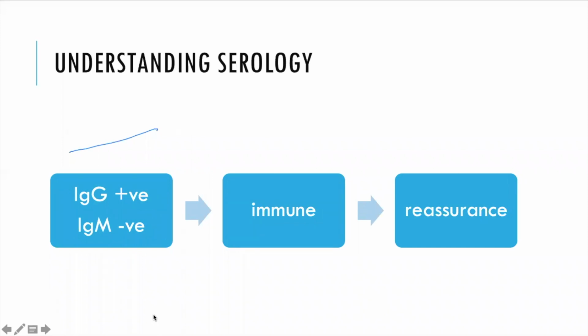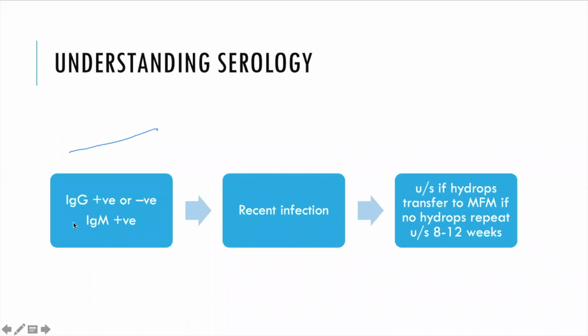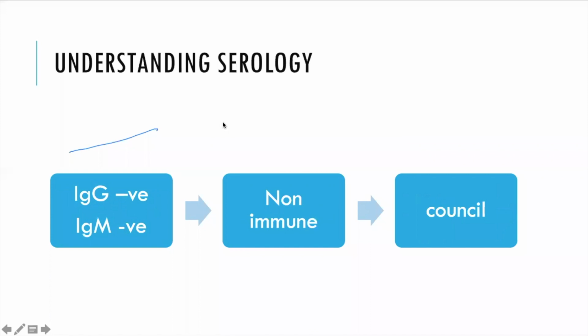So to understand the serology of parvovirus, if you have an IgG positive and an IgM negative, that means this woman is immune, so reassure her, she doesn't need to worry. If she's IgG positive or negative and the IgM is positive, then this is a recent infection. You need to do ultrasound for hydrops and transfer to MFM. If no hydrops, then you have to repeat the ultrasound between 8 to 12 weeks. In some books, they say you have to repeat the ultrasound weekly for 8 to 12 weeks. If you have an IgG negative and an IgM negative, then this patient is non-immune and you need to counsel this patient.